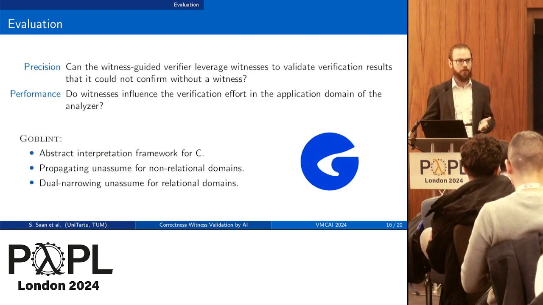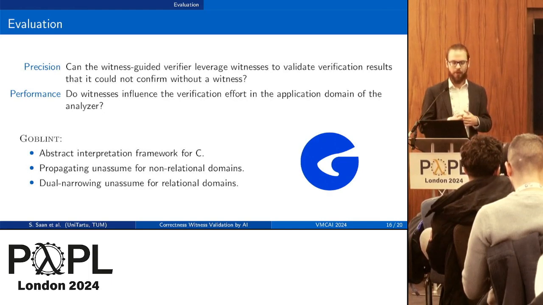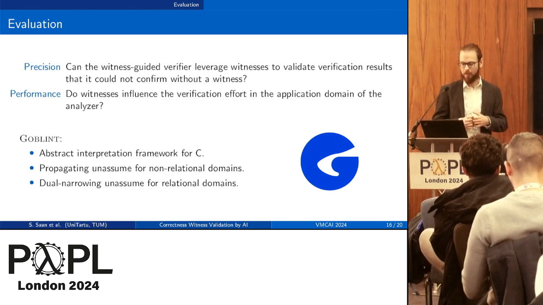We also evaluate our approach. We do it in terms of precision and in terms of performance. And to do that, we implemented some unassume operators in the Goblint abstract interpretation framework. For non-relational domains, we implemented the propagating unassume algorithm. And from this experience, we know that this indeed required minimal effort because we could reuse all the backwards operators that were already there. And for relational domains, we implemented the dual narrowing one that we describe in detail in the paper.